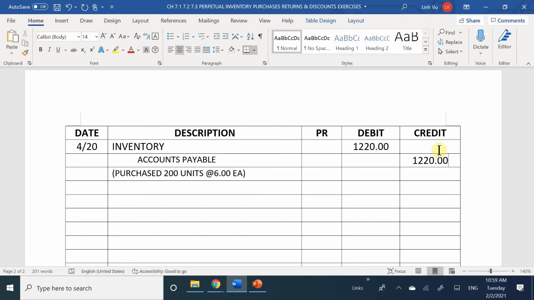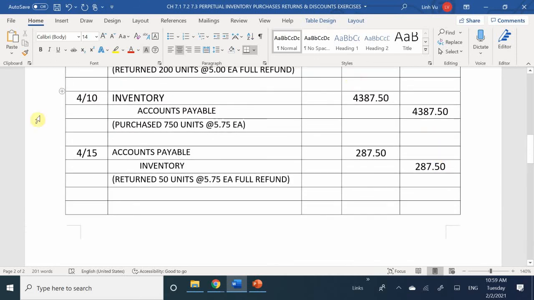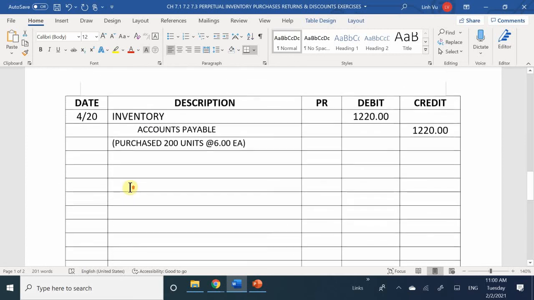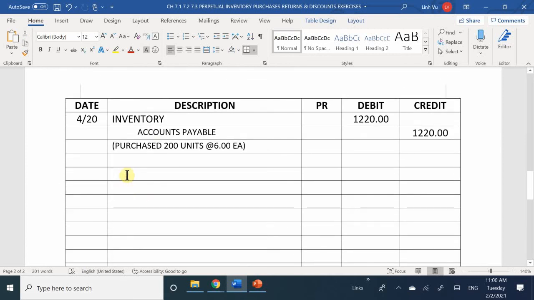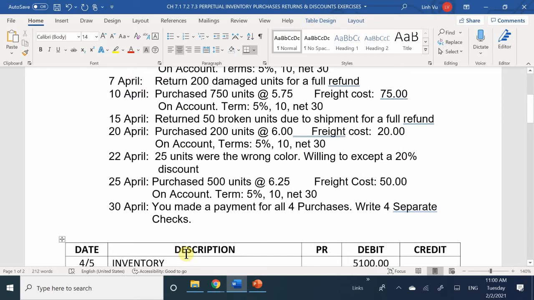Be a debit to accounts payable and a credit to inventory for $30. Okay, good. Okay, I think it was on the 22nd, good.